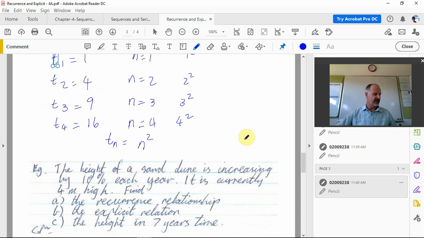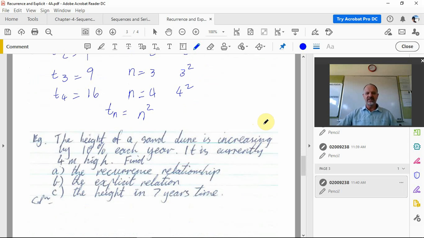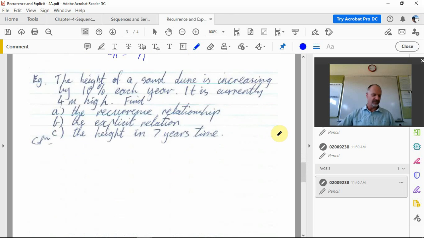Let's have a look at another example. The height of a sand dune is increasing by 10% each year. It's currently 4 meters high. Find A, the recurrence relationship. So for A, term 1 is now 4 meters high.